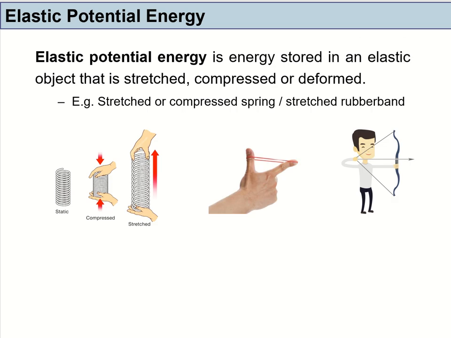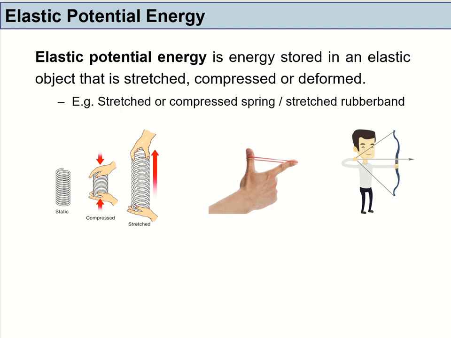The other category of potential energy is elastic potential energy. And elastic potential energy is energy that is stored in an elastic object that you have displaced. So it can be stretched, compressed, or deformed. So an elastic object will be anything that you can stretch and compress, and when you release the force, it will go back to its original shape.